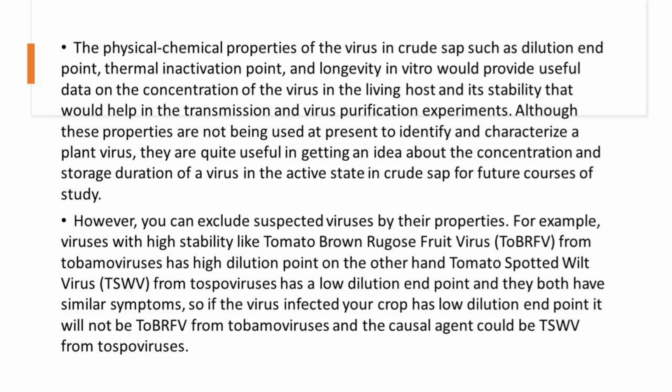However, you can exclude suspected viruses by their properties. For example, viruses with high stability like tomato brown rugose fruit virus, ToBRFV, from Tobamoviruses have a high dilution endpoint. On the other hand, tomato spotted wilt virus, TSWV, from Tospoviruses has a low dilution endpoint, and they both have similar symptoms. So if the virus infecting your crop has a low dilution endpoint, it will not be ToBRFV from Tobamoviruses, and the causal agent could be TSWV from Tospoviruses.